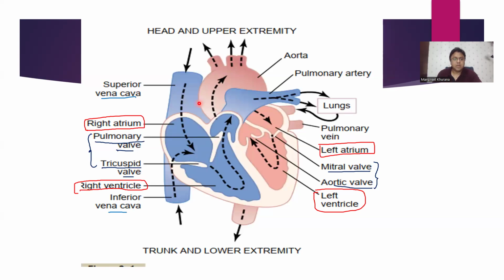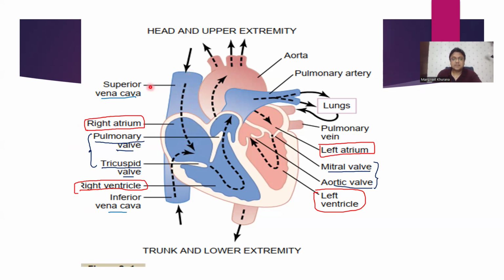the blood which is devoid of oxygen, or deoxygenated blood, comes back to the heart. Now the heart has four chambers: right atrium, right ventricle, left atrium, and left ventricle. Now what happens? The deoxygenated or impure blood comes to the right atrium. So this is the right atrium.